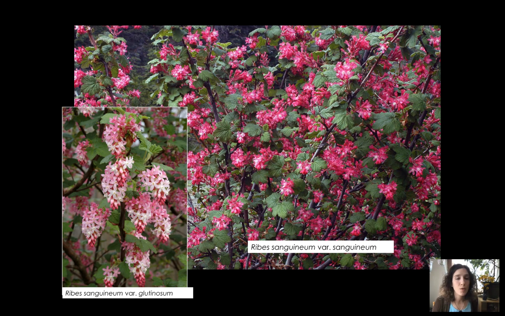They don't really overlap much in their range, and notice the pretty drastic color of the flowers here. In Ribes sanguineum variety glutinosum, you've got those white flowers mixed in with the lighter pink, while variety sanguineum has much deeper pink flowers throughout. Well, these are different varieties, yet they're in the same species.